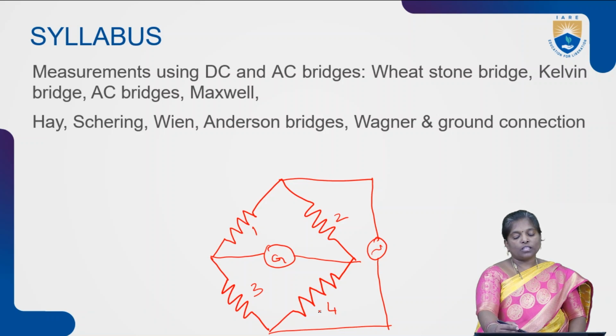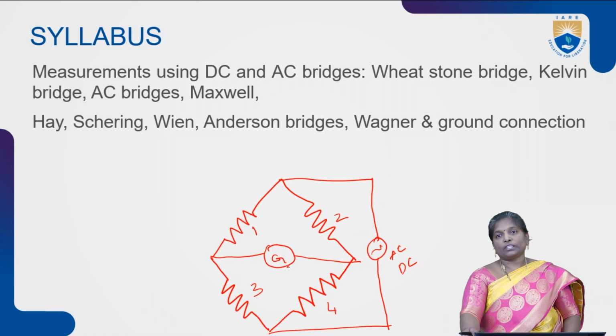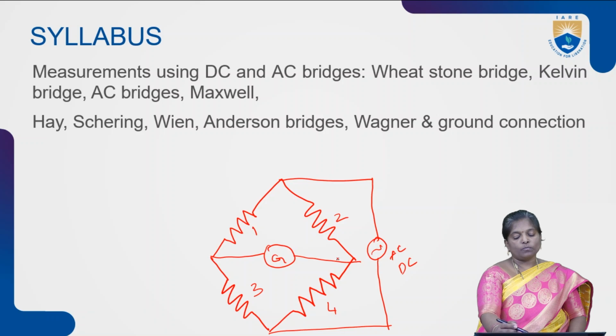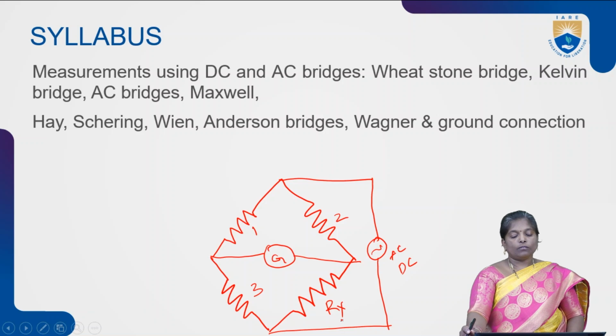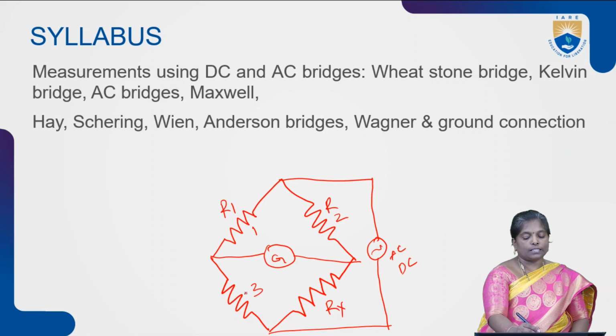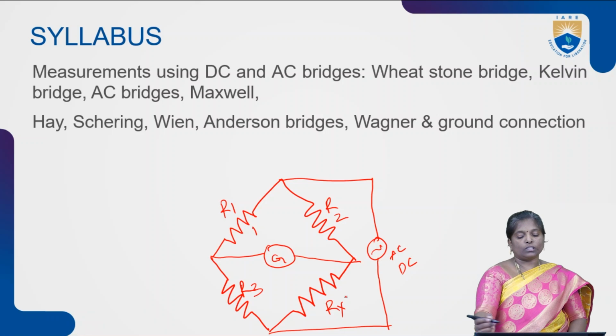Among these four arms, the two opposite arms of the bridge are connected to an AC or DC input. The remaining two arms of the bridge are connected to a galvanometer. So if you connect like this, in these four arms, if any one arm is unknown, that is, this is unknown resistance. We know the values of first arm R1, the second resistance, and the third one. But we don't know the value of the fourth resistance.